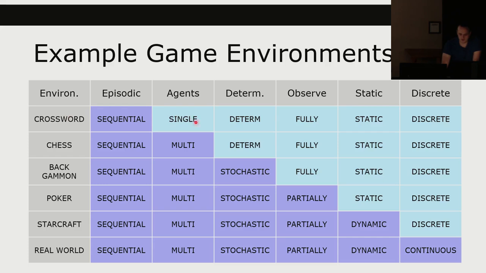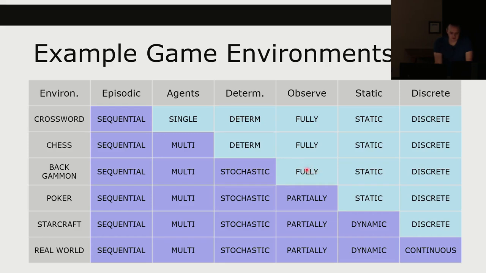Then what we're going to do is change single agent to multi-agent. And now we've got a game like chess, right? So it's still sequential, multi-agent, but it's still deterministic, fully observable, static, and discrete. So now let's change deterministic to stochastic. That would be a game like backgammon, right? Or another game where you roll dice, something like that. Actually, not cards, because this is a fully observable game. So this is a fully observable game that has randomness in it.